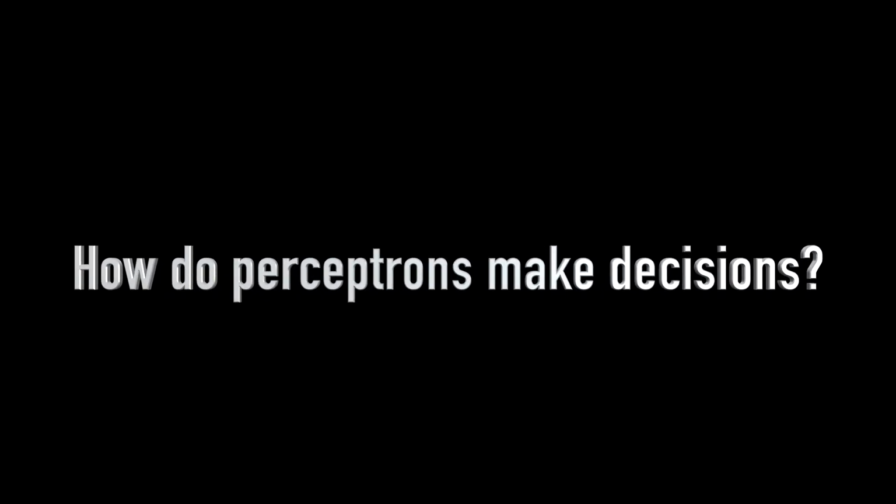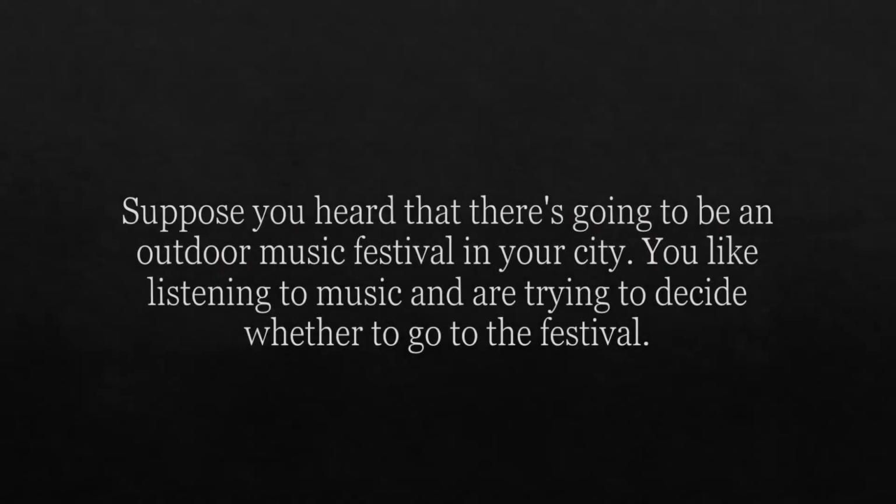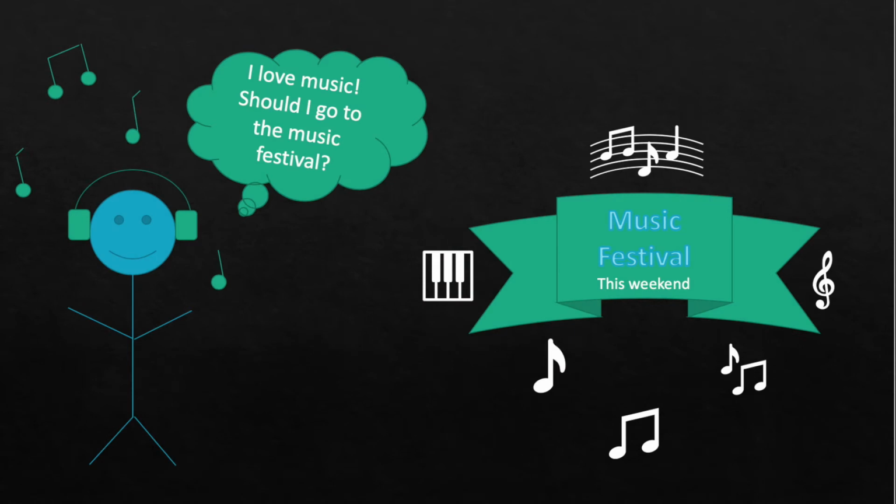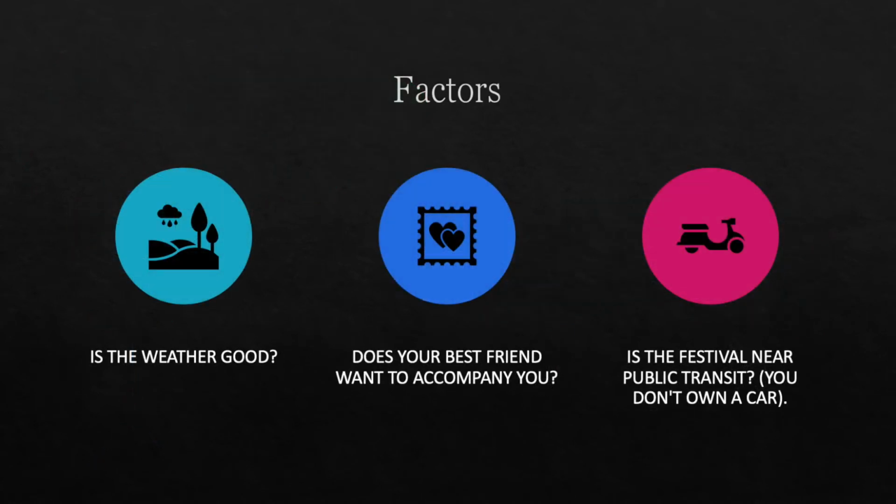To get a better idea on how perceptrons make decisions, let's look at this scenario. Suppose you heard there's going to be an outdoor music festival in your city. You like listening to music and are trying to decide whether to go to the festival. You might make your decision by weighing three factors. We can represent these factors with corresponding binary variables.